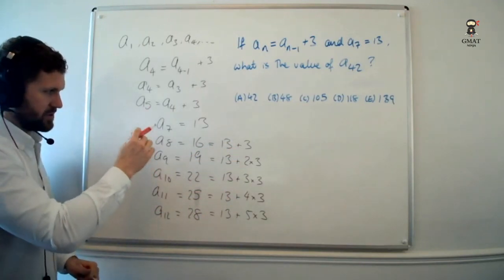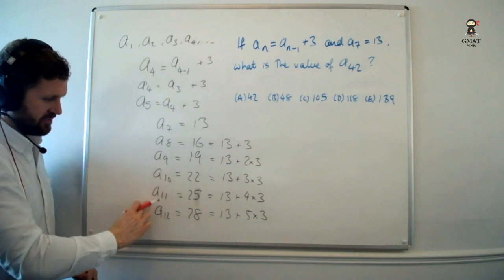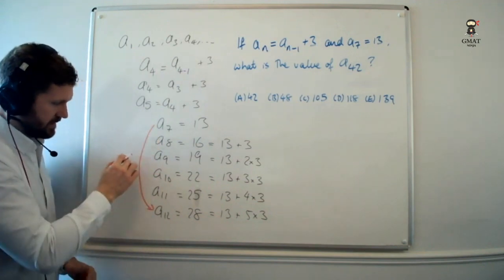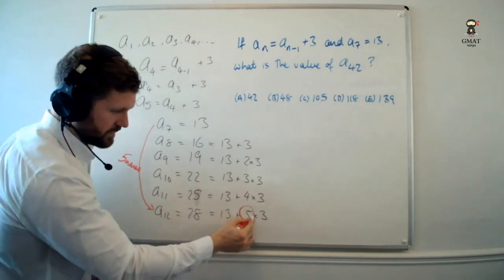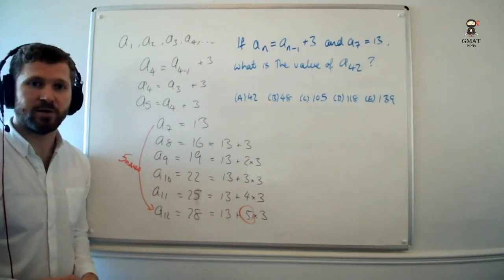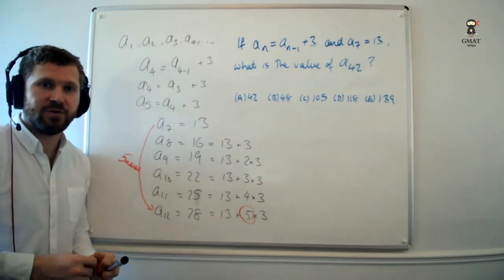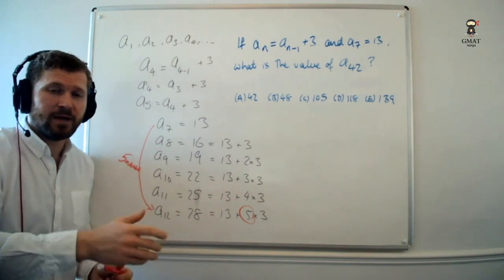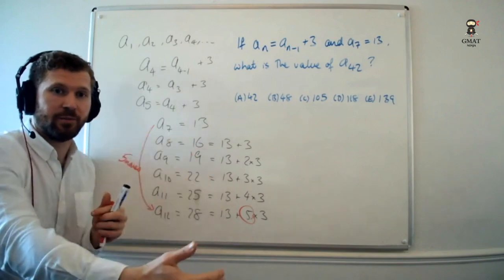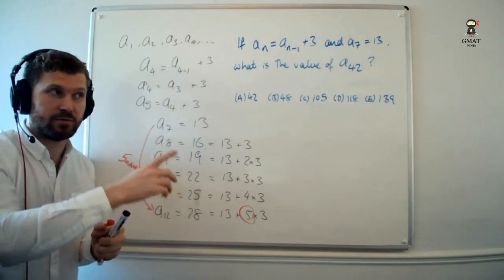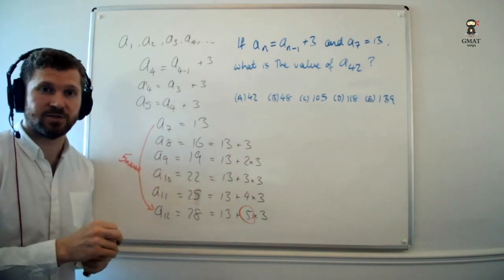So if I could make the jump here. I've made 1, 2, 3, 4, 5. There are 5 moves, and I've added 5 3s at the bottom there. And so if you know the number of moves and you know what you do on each move, then you should be able to make the jump in one go. And we'll look at how to do that with this question in just a second.